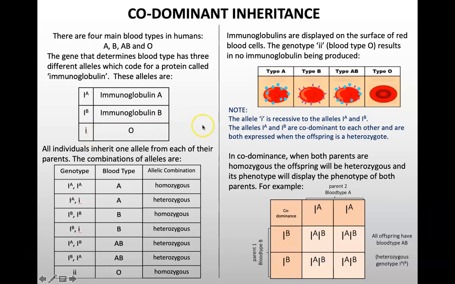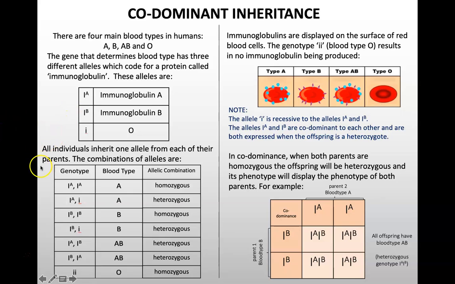Note, I just wanted to bring you over to this note here in the blue. The allele lowercase i, which represents blood group O, is recessive to both immunoglobulin A and immunoglobulin B. Now, immunoglobulin A and B are both codominant to each other, which means when an individual has both of those alleles, then both of the immunoglobulin proteins are going to be expressed in the heterozygote.